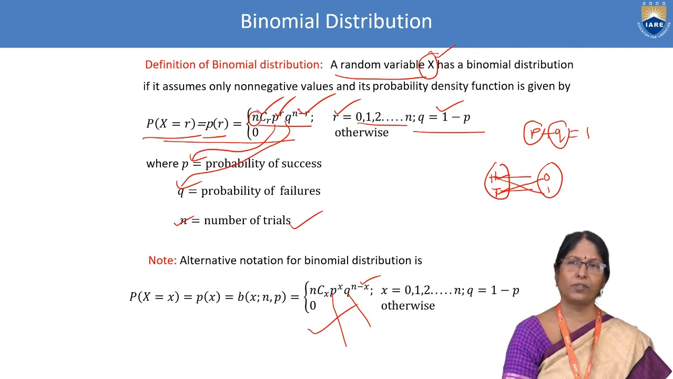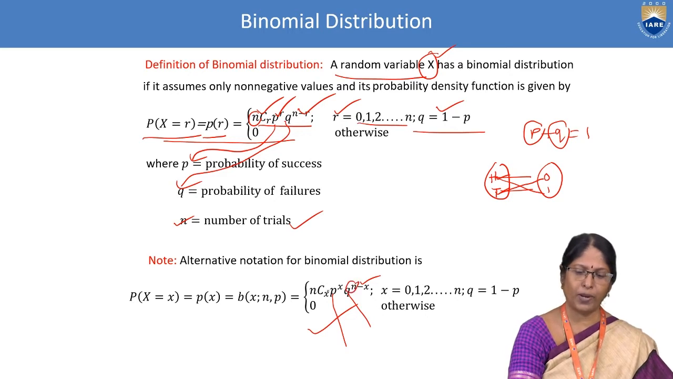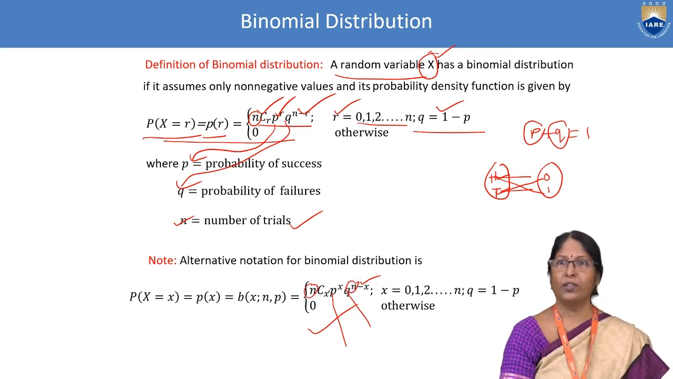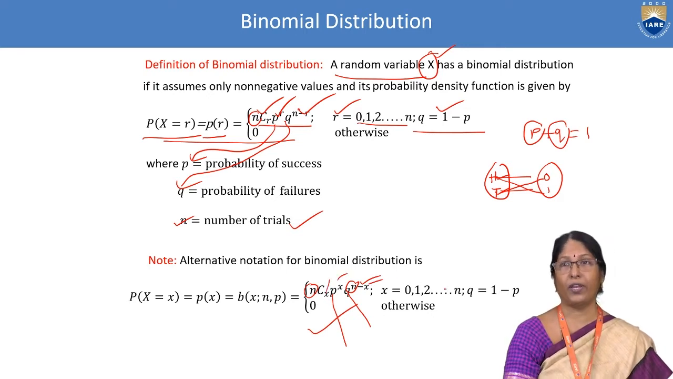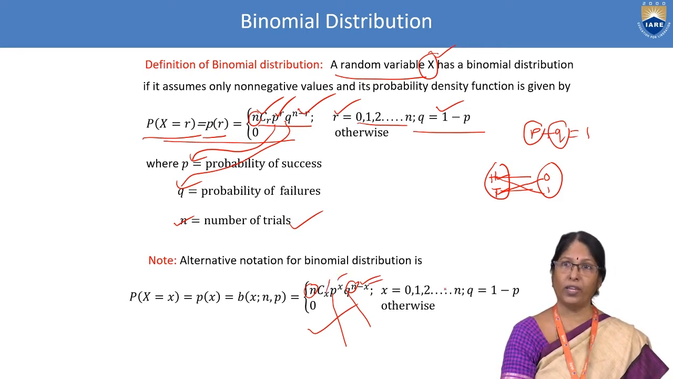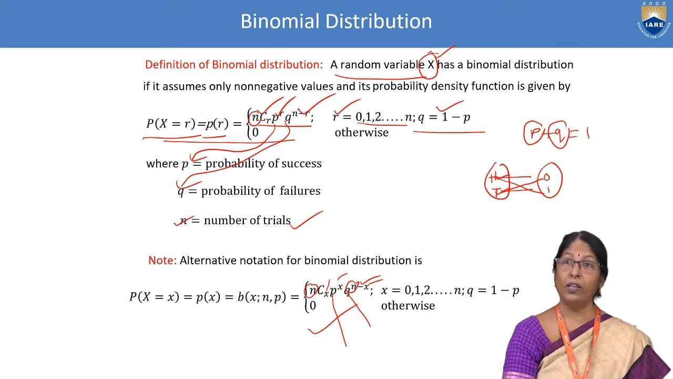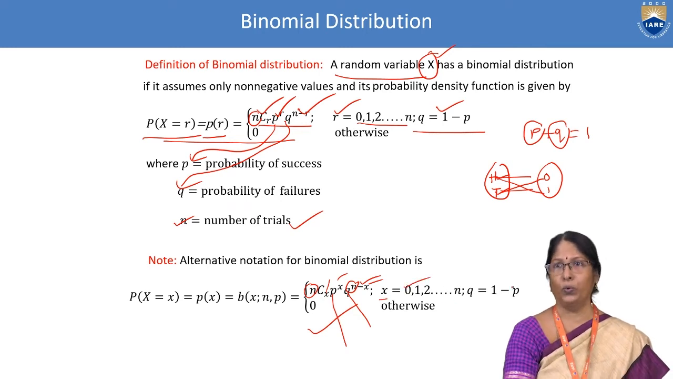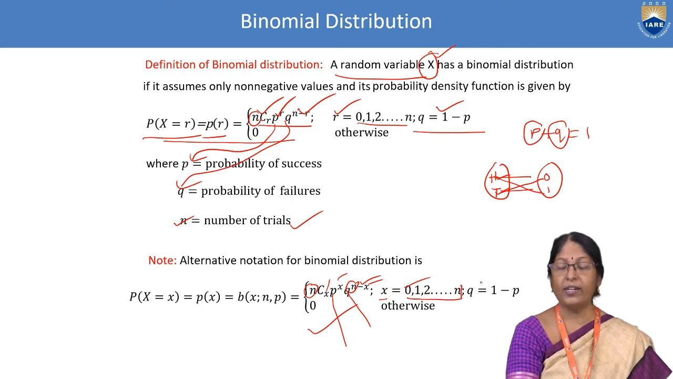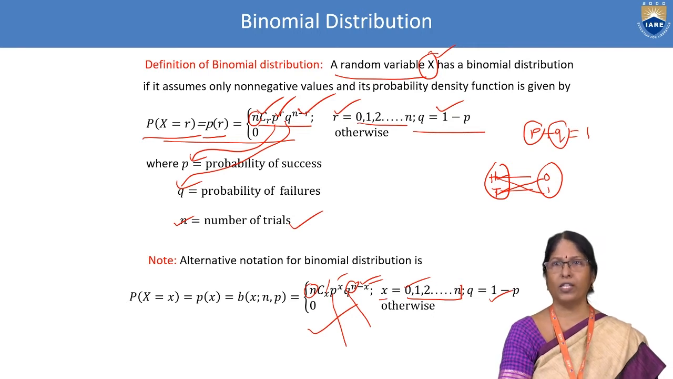How many times? Decided to toss 5 times. So n plays the role of 5. Then what about this x? x is the specific target. And one more thing we have to keep strongly in mind is that x takes the values 0, 1, 2, up to n. It is finite. q is nothing but 1 minus p.